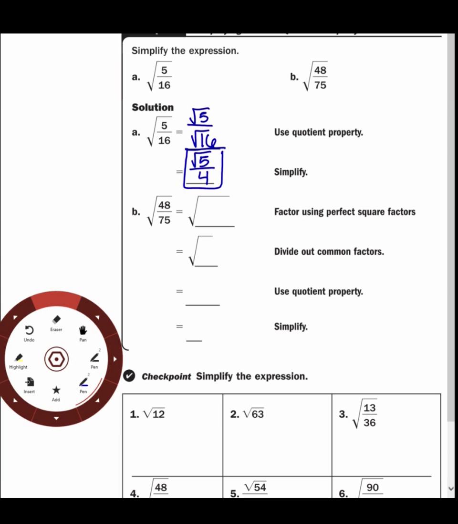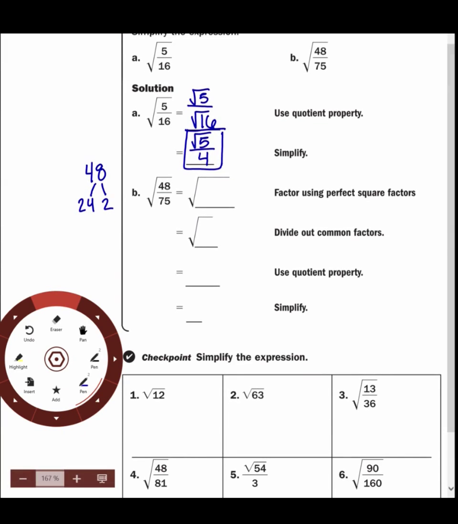So 48, well that's going to be kind of a tricky one. So let's think of 48 and list some factors. I know I have 24 and 2, but those aren't perfect squares. I have 12 and 4. Let's see if 3 can go in. Oh, yep, I have 16 and 3. So I know that 16 is one of my perfect squares. So I'm going to break that into 16 times 3.